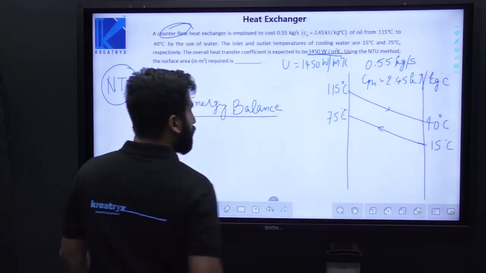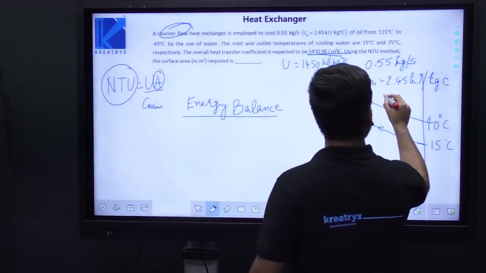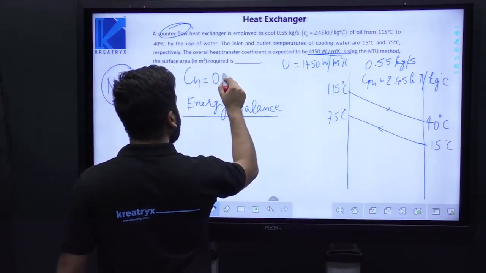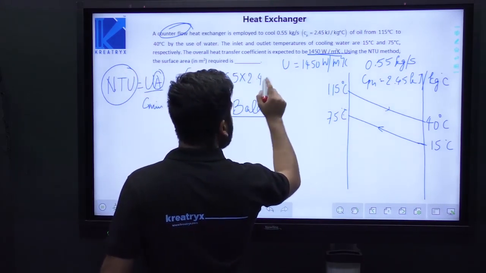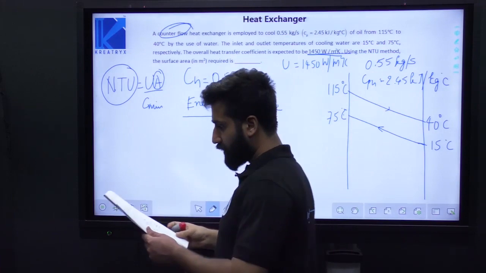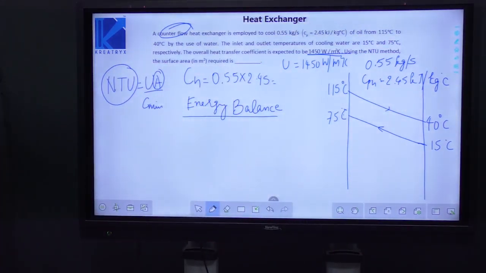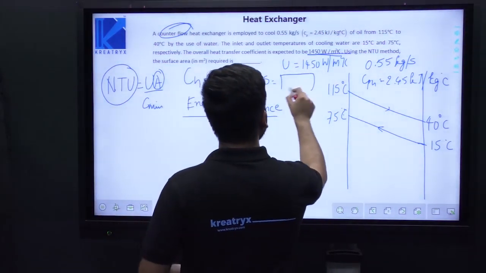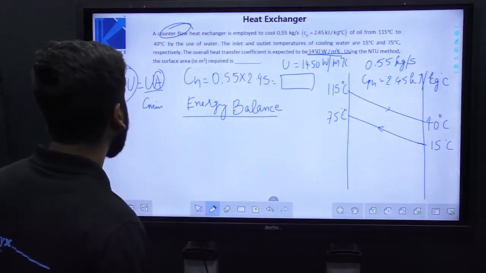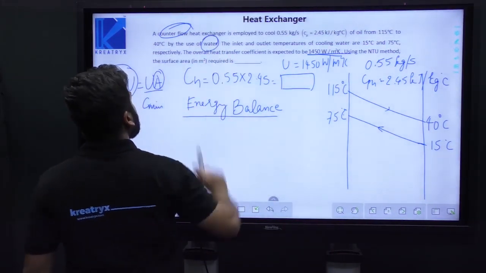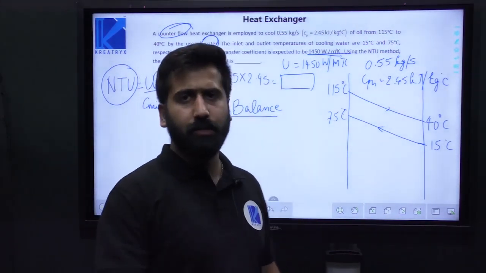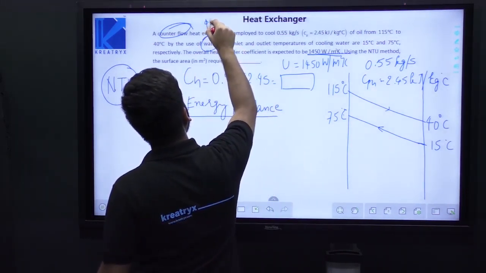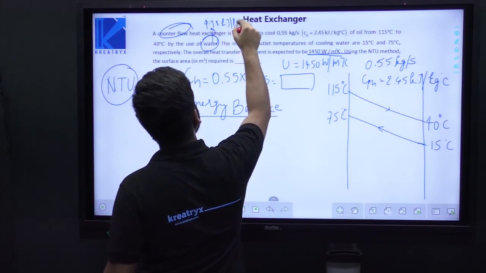Energy balance. So what is this C? Heat capacity of the hot fluid is 0.55 into 2.45 kilojoule per kilogram degree Celsius. I don't know what the value is, so just multiply it, whatever the value be. And the second fluid is water. Generally in the question, the specific heat capacity of water will be given. If it's not given, you can take it as 4.18 kilojoule per kilogram degree Celsius.